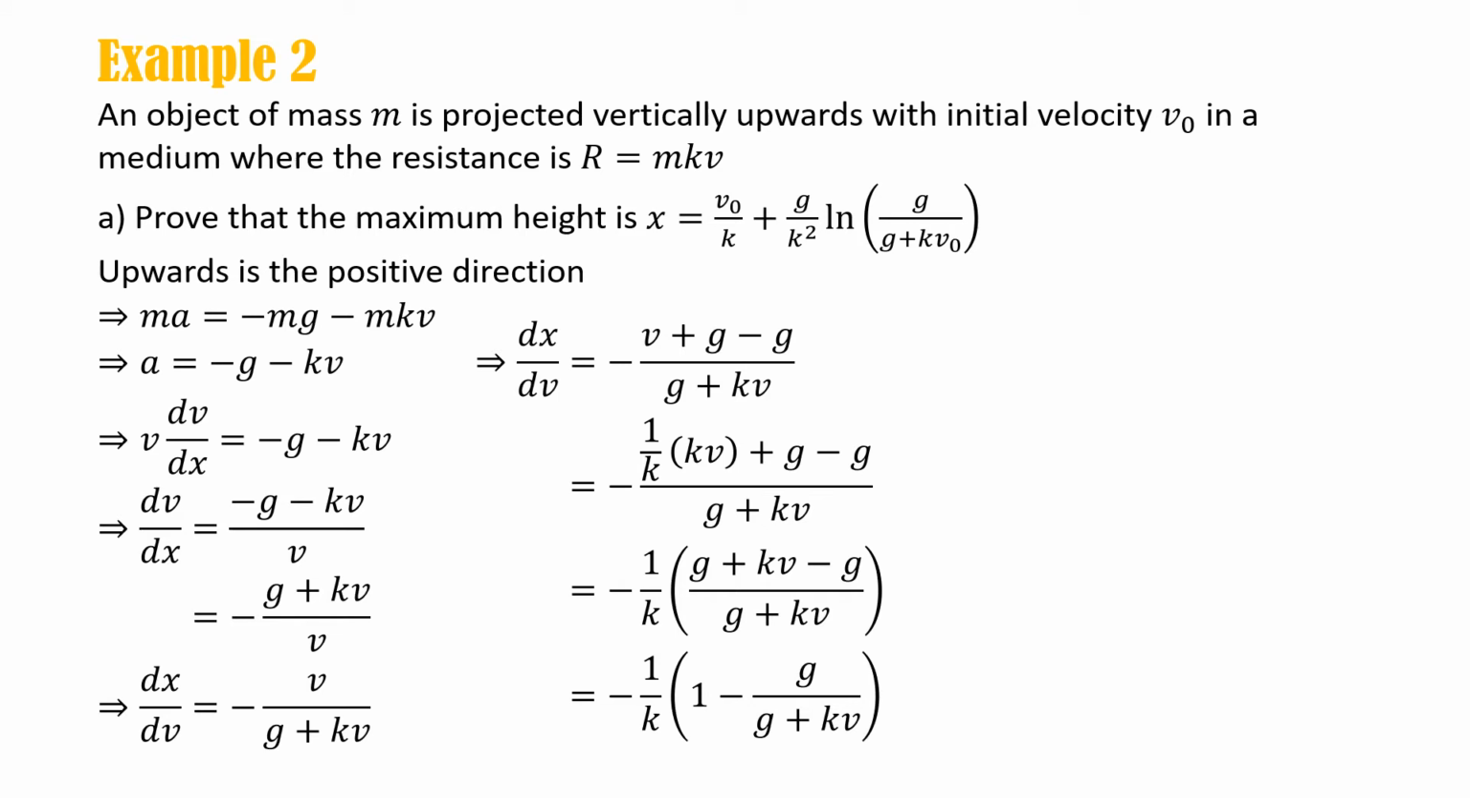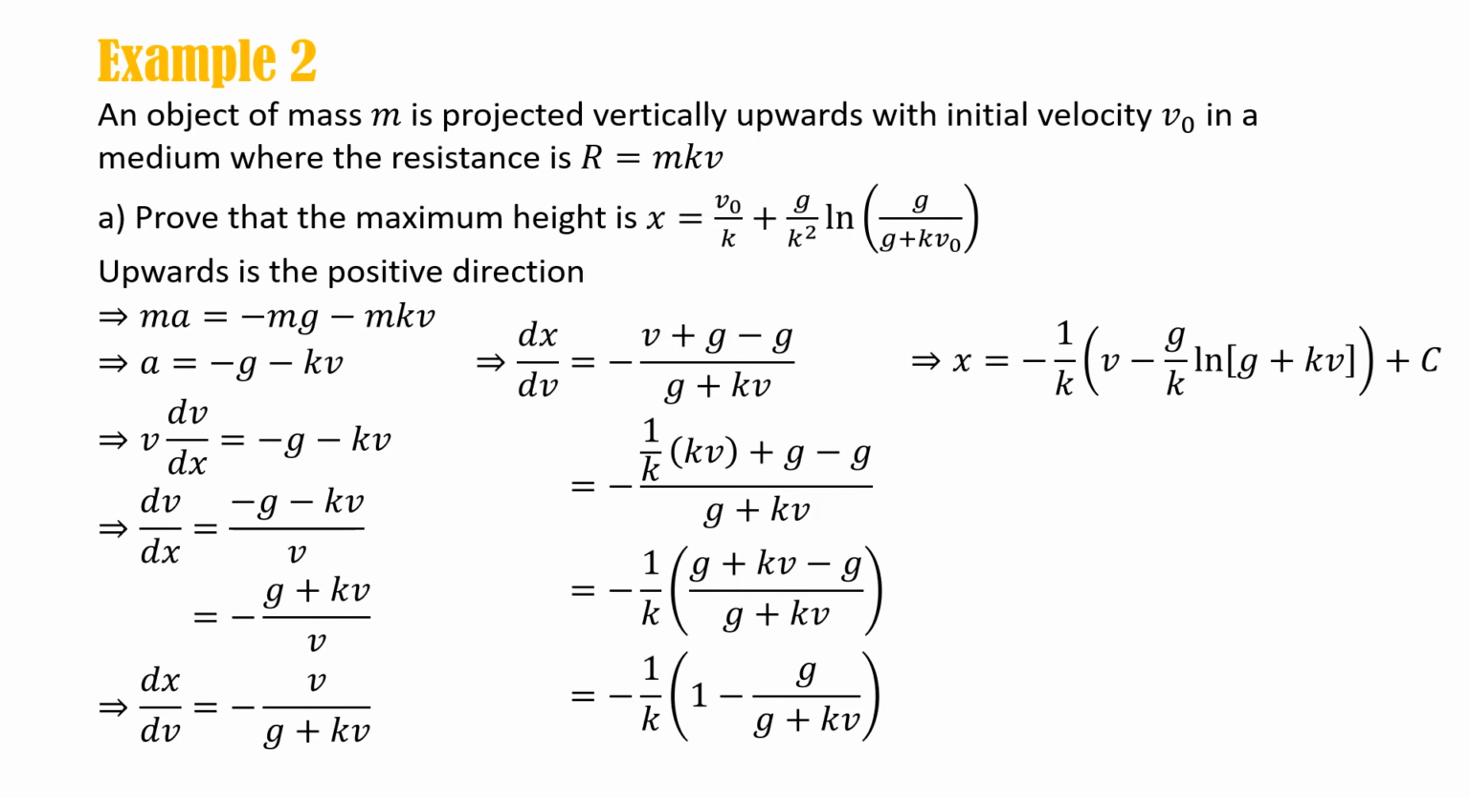Is my numerator now the derivative of my denominator? Not quite, it's because we've got a g there. So what we're going to need to do is pull out a g. Now what we should really have on the top is a k, but we don't have a k, so we're going to have to divide by k. So now when I take the integral of that, dx/dv is going to become x. My negative 1/k stays out the front. My 1 is going to integrate to a v, and that fraction is going to integrate to negative g on k lots of the natural log of my denominator, g plus kv, and of course some constant of integration on the end.